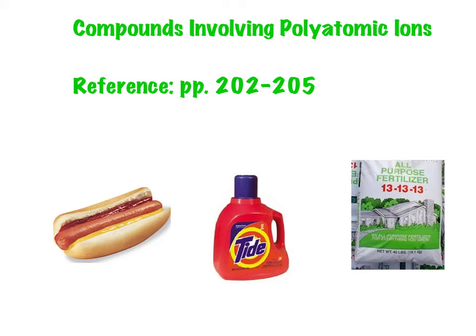Hello everyone. Today's lesson is about compounds involving polyatomic ions. These are special types of ionic compounds that have a special type of ion in them called polyatomic ions. The reference from your textbook is pages 202 to 205, and you'll be taking a look at those in a little bit. So just take a look at the three pictures that I've pasted into this slide, and they have something in common. They contain polyatomic ions.